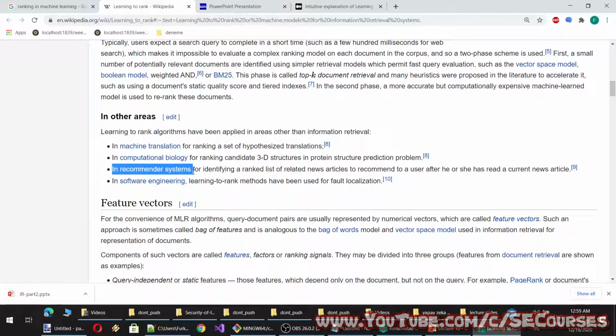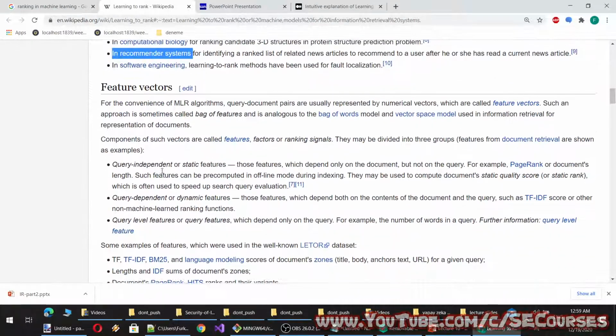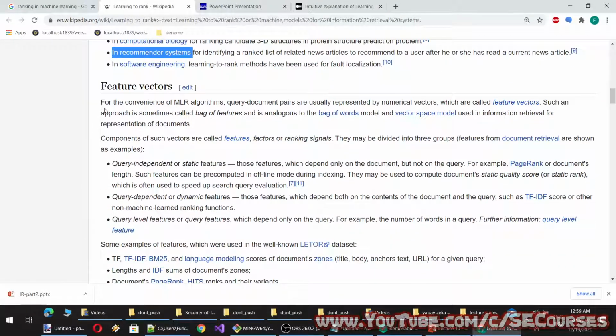For example, Amazon recommends you products based on your search history, view history, purchase history. In Netflix, they recommend you movies based on your previous search history, view history, and other things. Probably they have tens, maybe hundreds of parameters to recommend you the best results. They are not that simple. They are a combination of different factors.